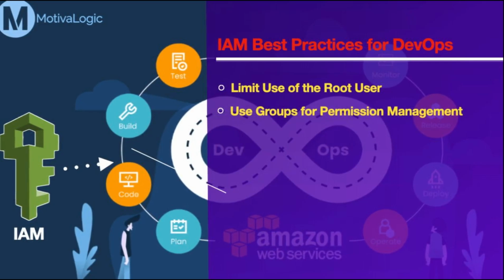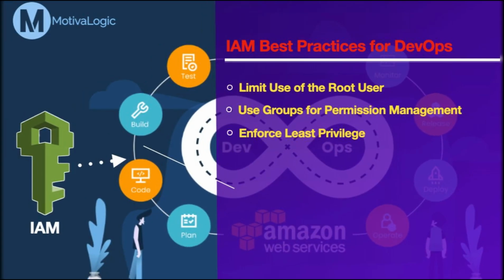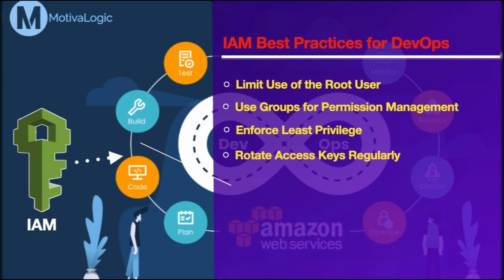Enforce least privilege. DevOps users should only have the permissions necessary to perform their tasks. This minimizes security risks by limiting access to sensitive resources. Rotate access keys regularly. Regular rotation of access keys and secrets is vital for maintaining security. Automating key rotation helps prevent unauthorized access due to compromised credentials.